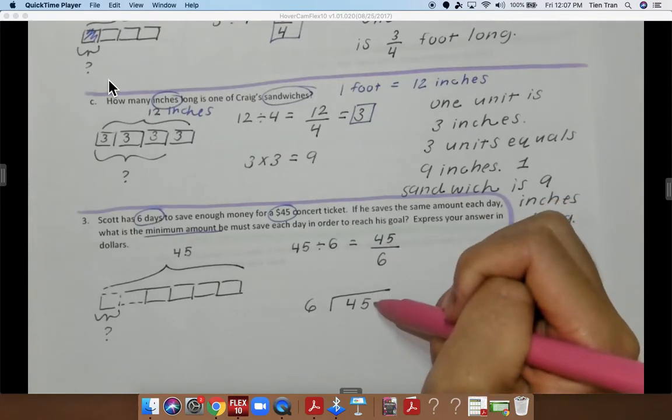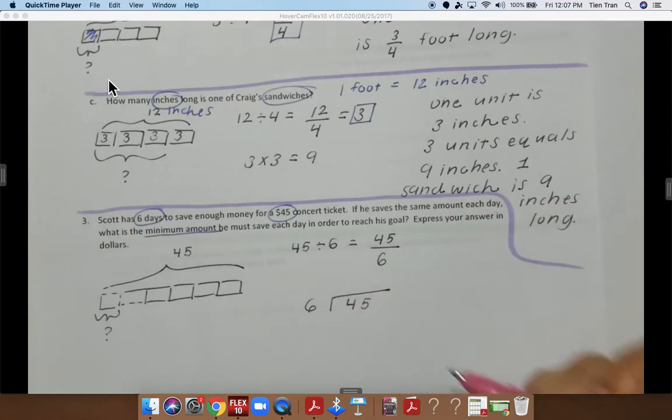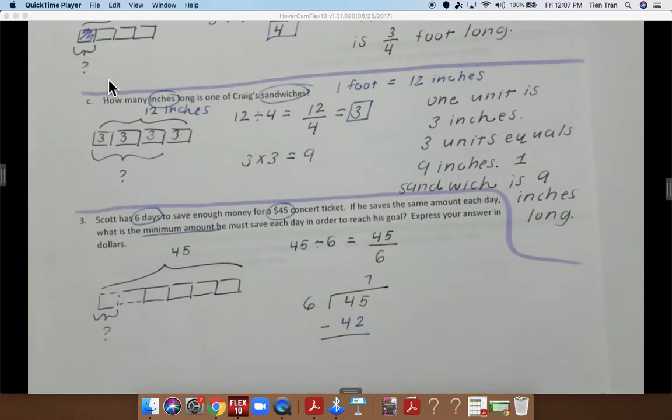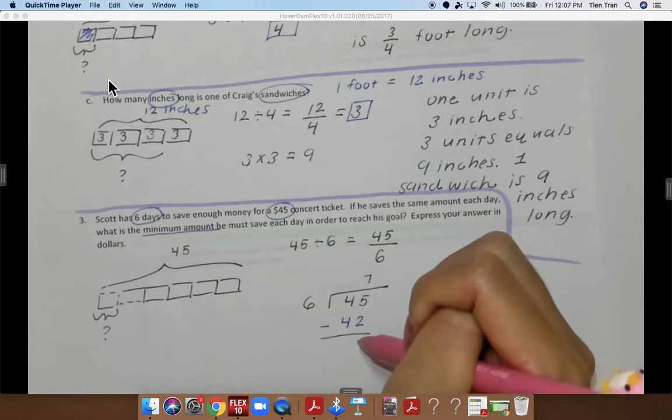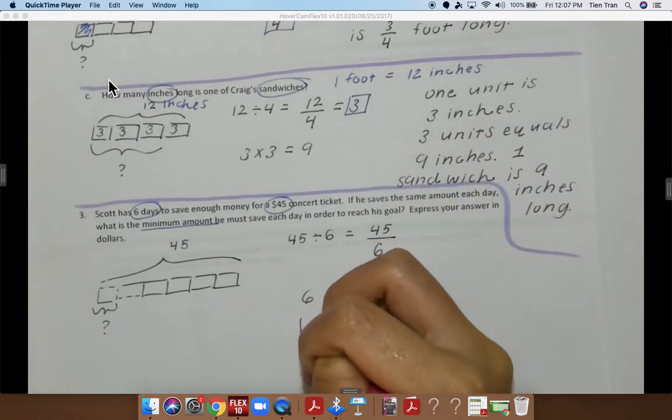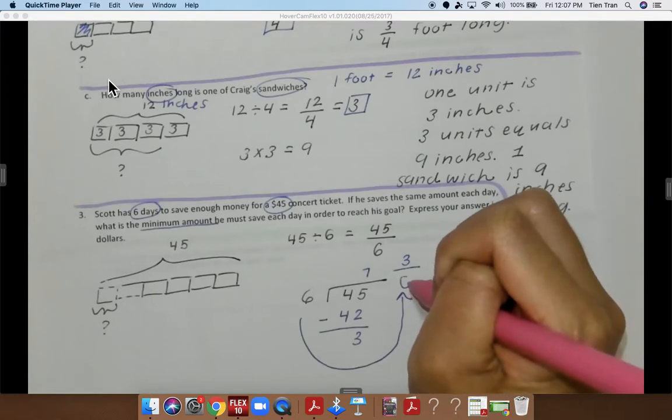So 45 is the number that's going to go inside, and 6 is the number that is going to go on the outside. How many times can 6 go into 45? We know that 6 times 7 is equal to 42. When I subtract 5 minus 2, I get 3. 4 minus 4 is 0. So my remainder is 3, and my denominator is equal to 6.